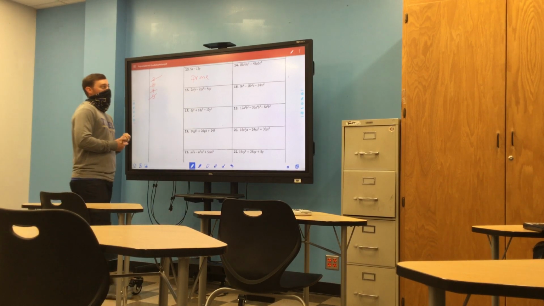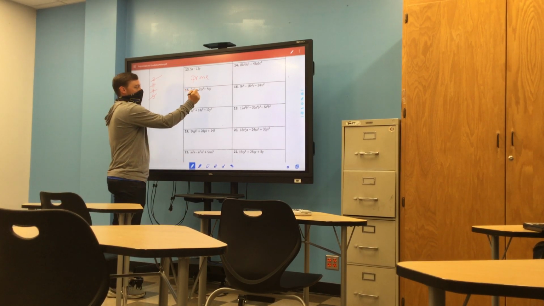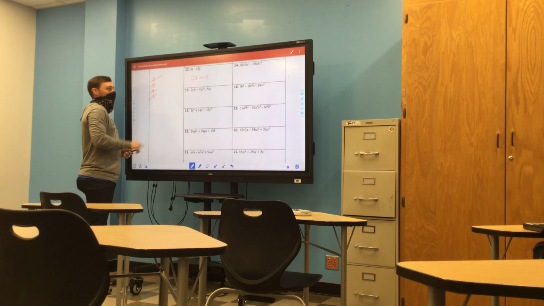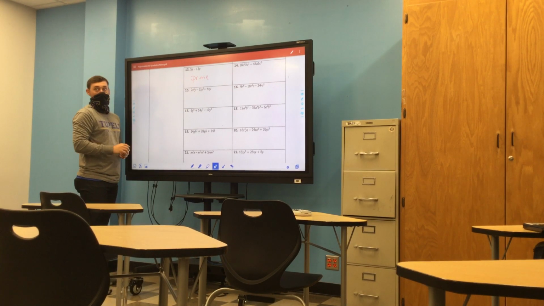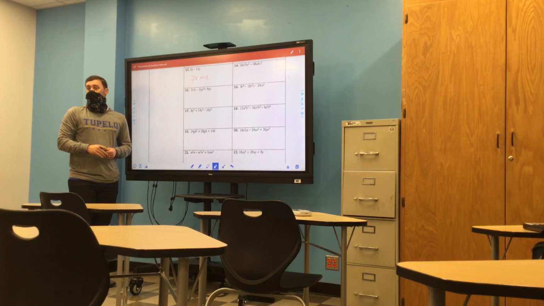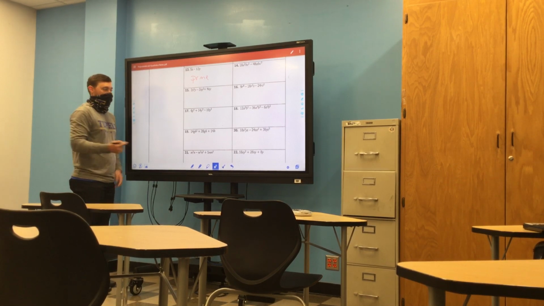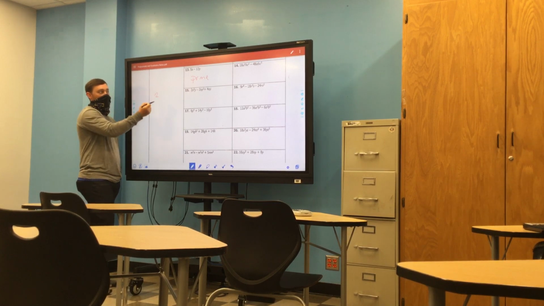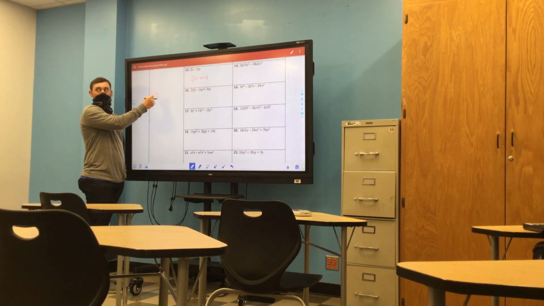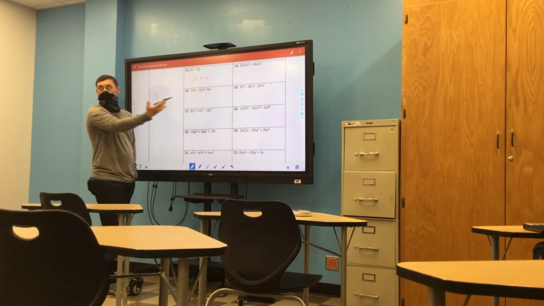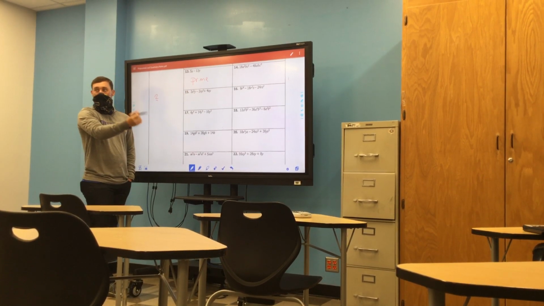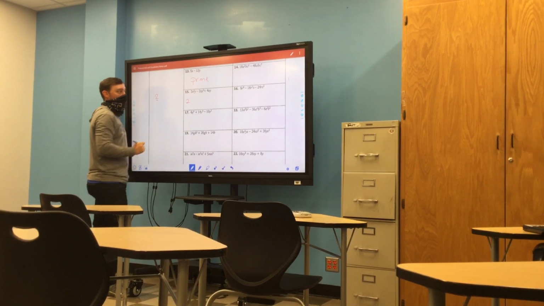Okay, so what is the smallest number between 2, 2, and 4? Nobody knows what the smallest number between 2, 2, and 4 is. 2. All right, is 2 a factor of 2? Does 2 go into 2? Yes. Does 2 go into this 2? Yes. Does 2 go into 4? Yes. So we know we can pull out a 2.